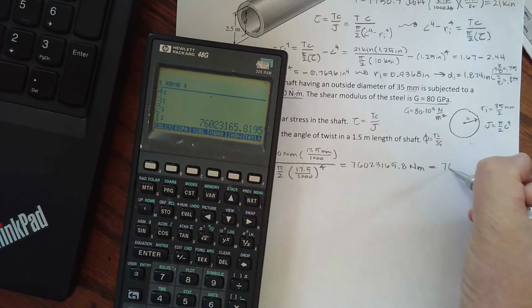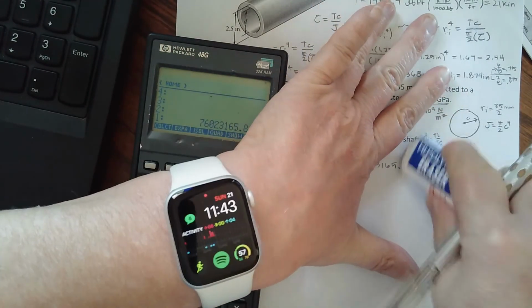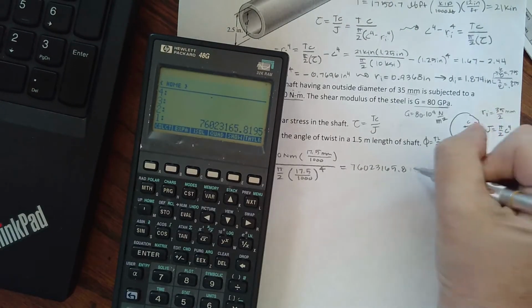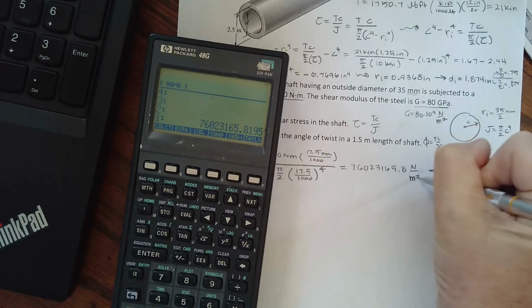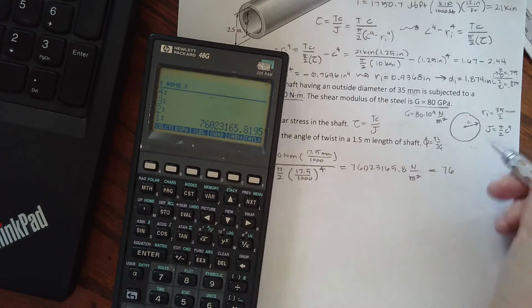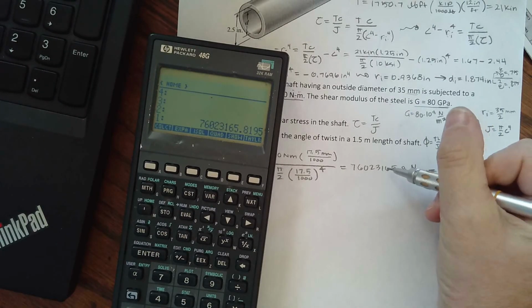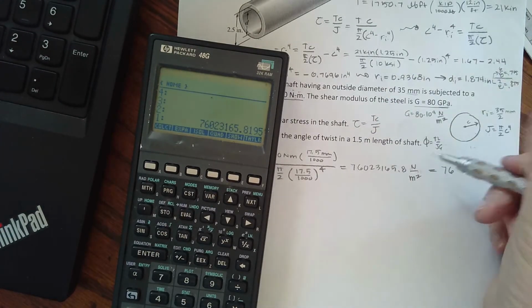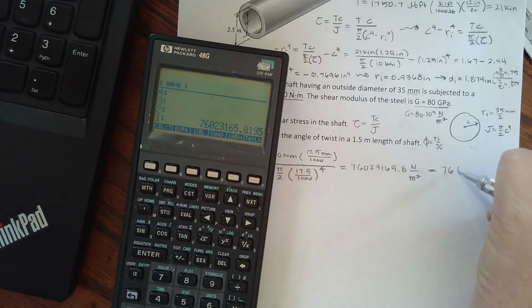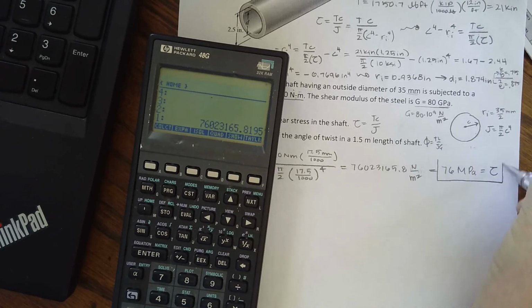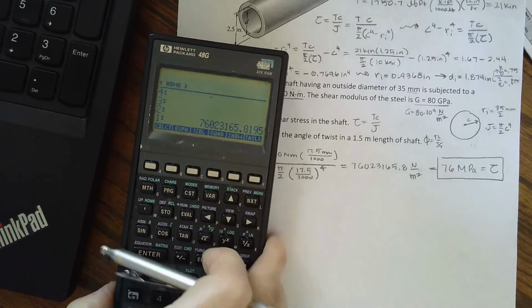So 1, 2, 3 kilo, 1, 2, 3 mega. So this is going to be 76 mega, and stress is in newton per meter squared. I was like, wait a minute, that's not working out right. Newton per meter squared, so I'm going to have 76 times 10 to the 6th newton per meter squared, which is pascal. So that's what my shear stress is, 76 megapascal, and that occurs at the outside edge.